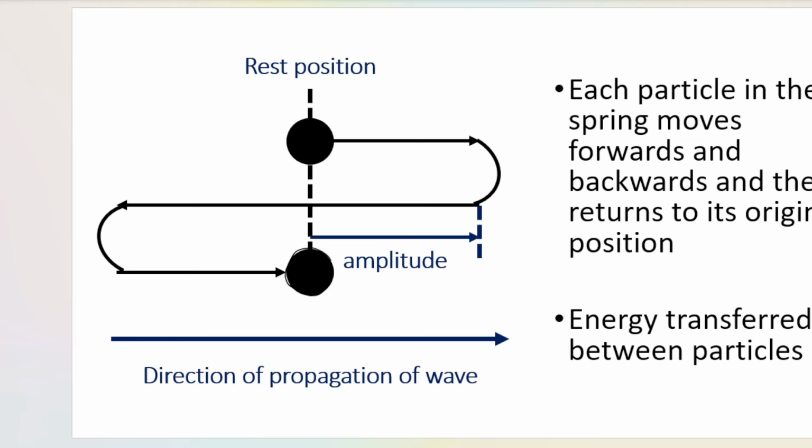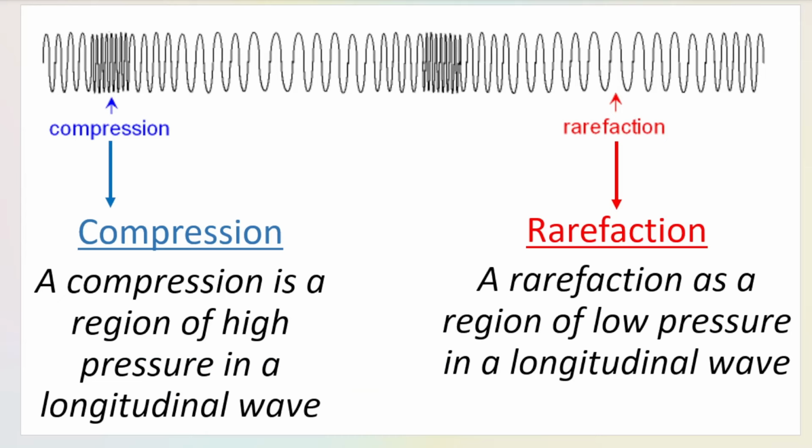And what ends up happening in my wave is that I have areas of compression. So compression is a region of high pressure in a longitudinal wave, and a rarefaction. So this is a compression, this is a compression. This section over here is what we call a rarefaction. And a rarefaction is a region of low pressure in a longitudinal wave. So think about it, where it's all bunched up tightly like that, that's a compression. And where it's loose like this, that's a rarefaction.